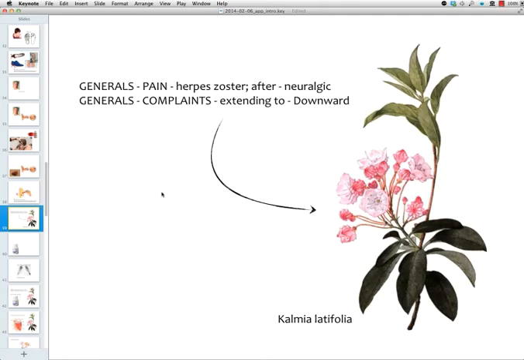Now, she came to see me. The rash was gone. The blisters were resolved. There only had been a few, and he had managed to treat them very early. Okay, but she had severe neuralgic pain. So we can look up neuralgic pain after herpes zoster and extending downward, because her pain started in the temples and cheek and went down her face and into her neck and out into her shoulder, even though she'd had no blisters in that area.